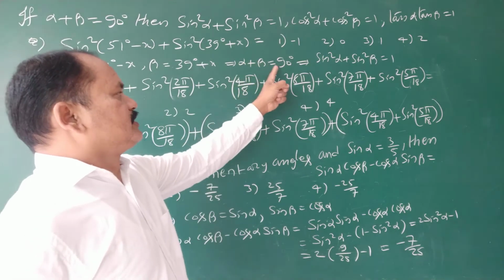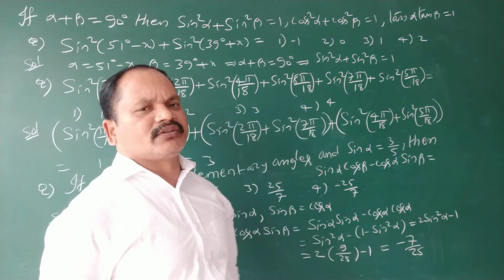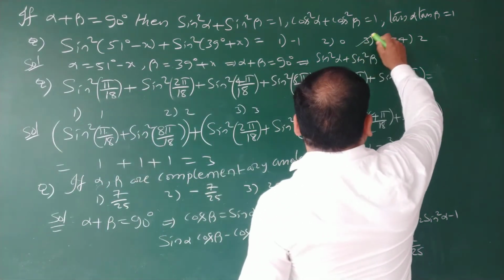That's why alpha plus beta is 90. Then sin square alpha plus sin square beta is 1. That's why the third option is the right answer.